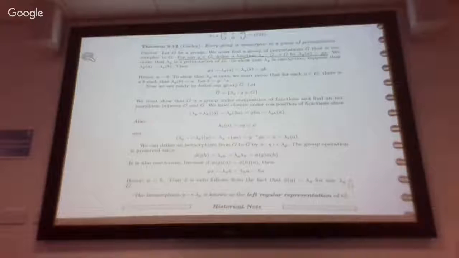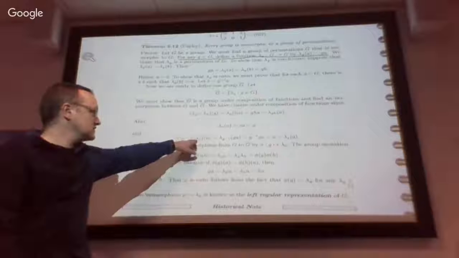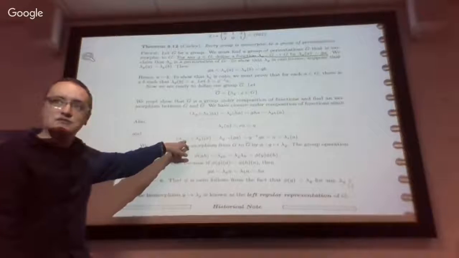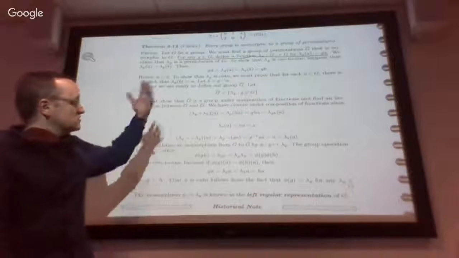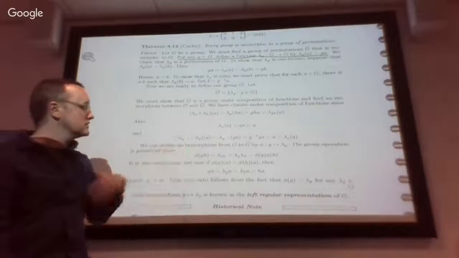You have to show it has inverses, and the inverses are naturally the inverse of the map. The inverse of the permutation lambda G is the permutation lambda G inverse, the one constructed by the element G inverse. So it's closed, it has the identity element, it has all the inverses.